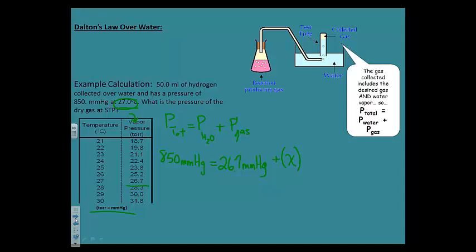So how do I get X by itself? I'm adding on this side, so I need to do the opposite function, which is subtracting. So 850 minus 26.7 equals the value of hydrogen. In this case, it is 823 millimeters of mercury. That is hydrogen.